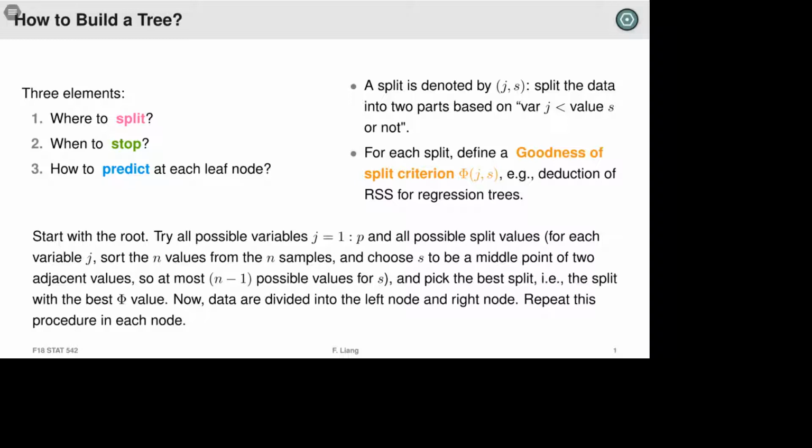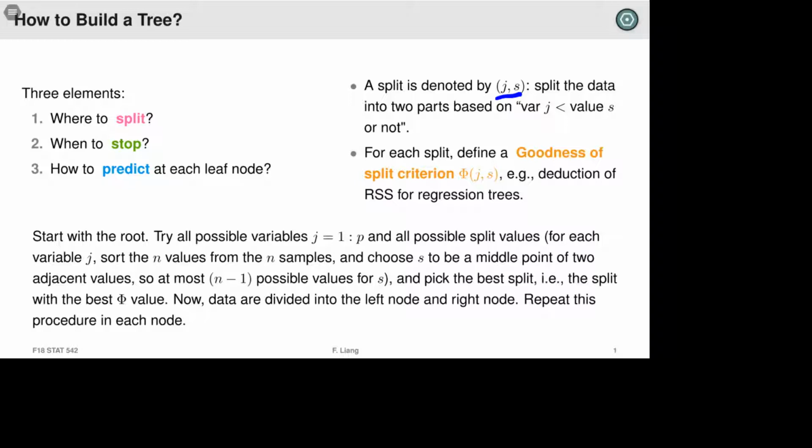We have learned the regression tree before, so I feel like this is a fairly easy task for us to learn trees again, but now our task is classification, not regression anymore. So there are 3 elements when we build a single tree: where to split. When I talk about split, I mean the variable j and the value s where we're going to do the split, and when to stop, and also how to predict at a final leaf node.